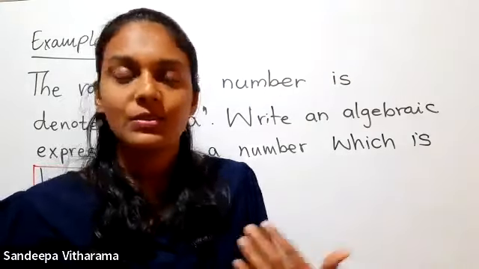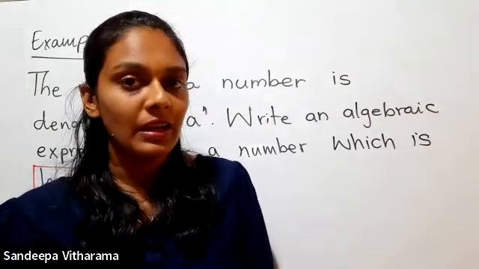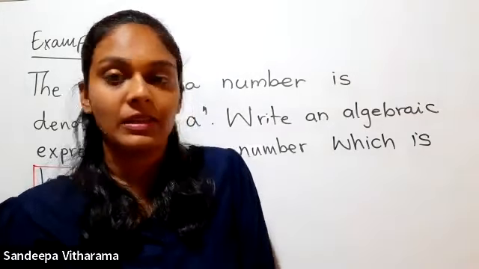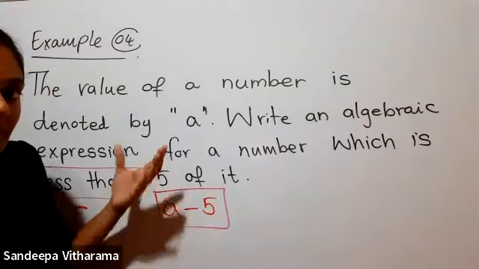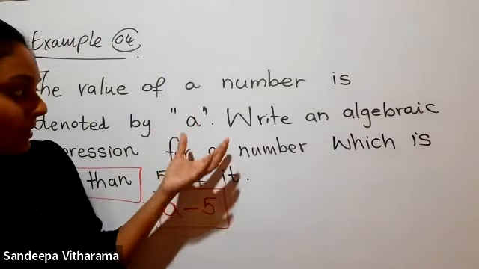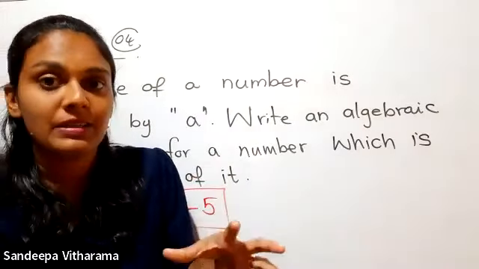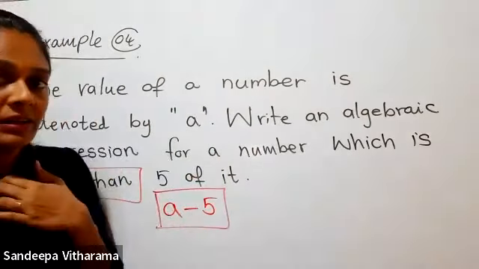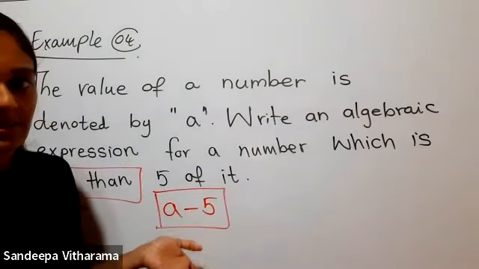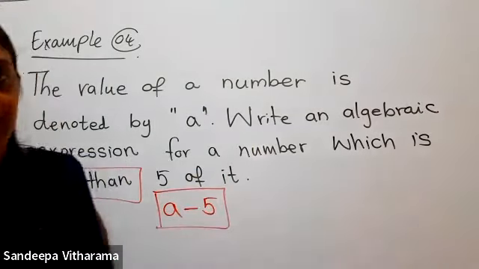Then how do you find it? You subtract 3 from 8. Then you obtain 5. But now in this case, you are given the number A. It is denoted by A. You are asked to write the algebraic expression of the number which is less than 5 of it. Okay.